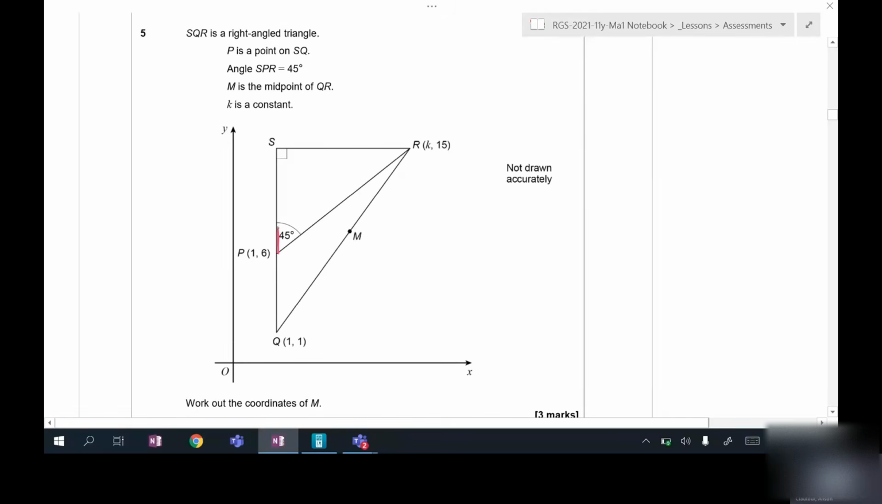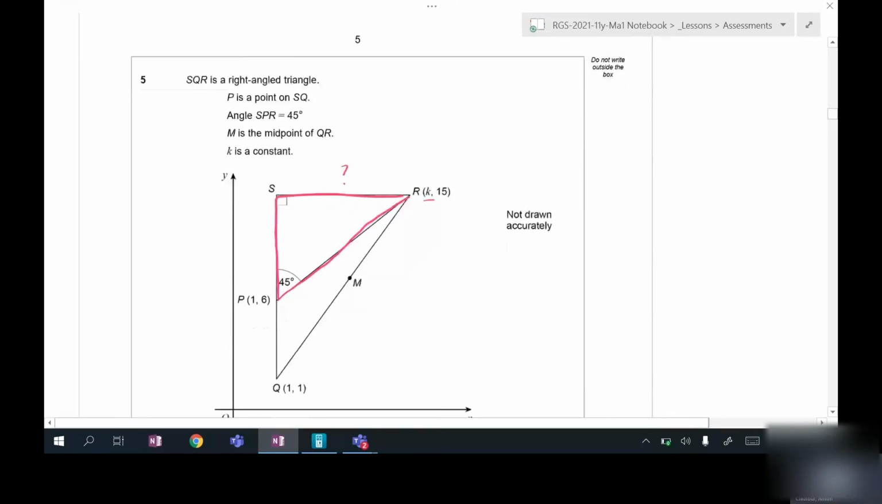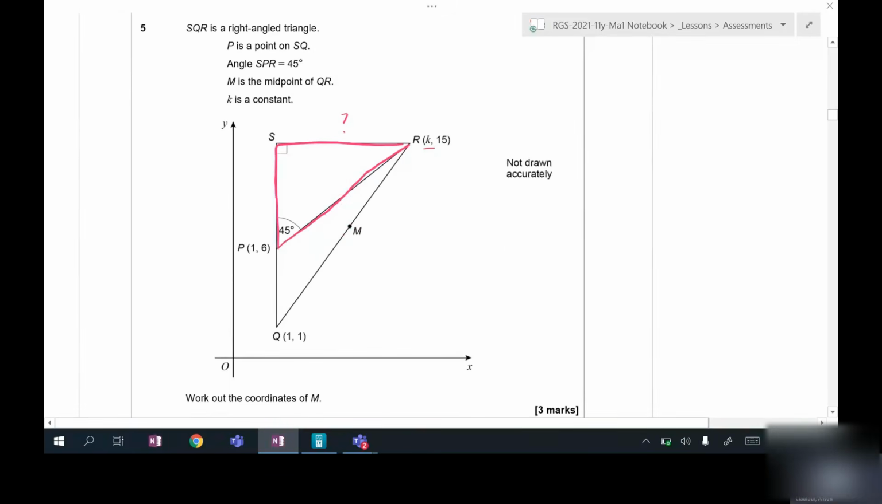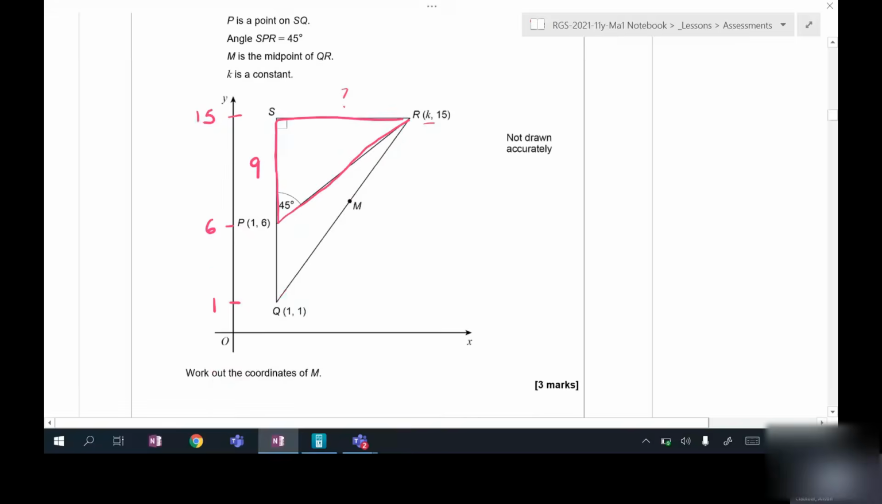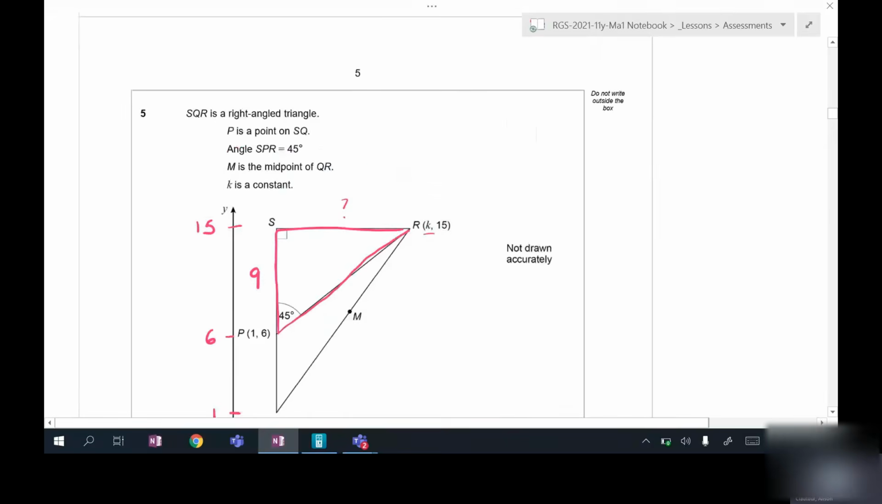If I'm thinking about this small triangle here, I've got a right angle triangle. I know the angle in it. And if I want the x-coordinate of R, it might be helpful to work out what this side here is. But to do that, I need to know another side. So if you think about your y-coordinates, I'm going to map them across to the y-axis. This one's got a y-coordinate of 1. This has got a y-coordinate of 6. This has got a y-coordinate of 15. So I know that this side here is 9 units. I can just use normal trigonometry to work out the opposite side.